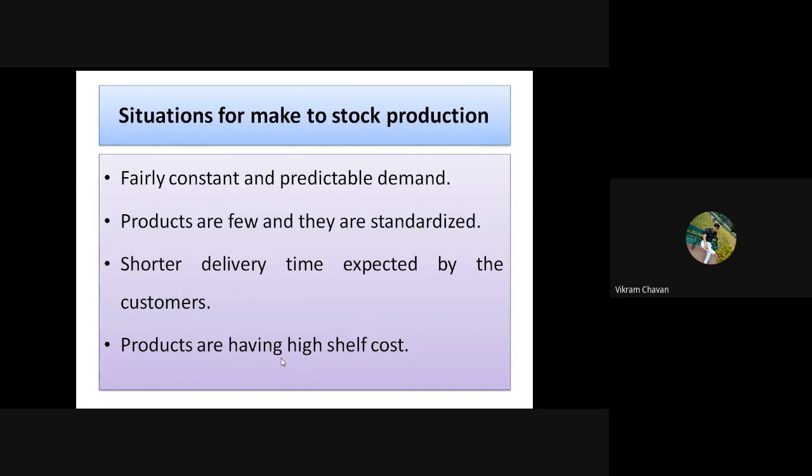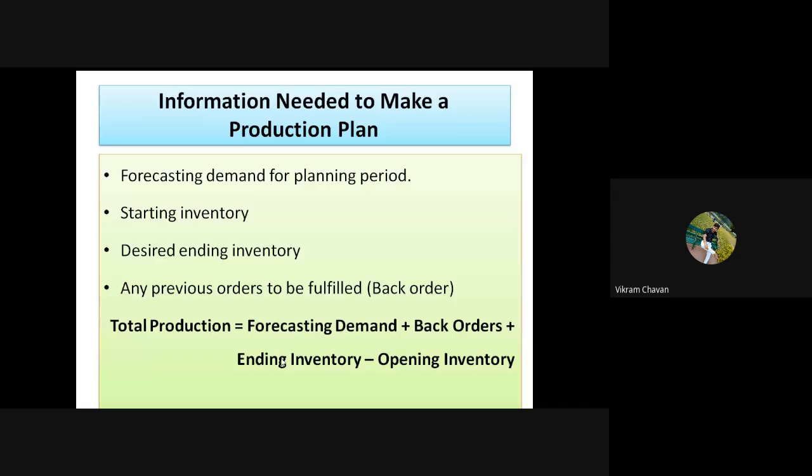Okay, so the products which have a high shelf life, the manufacturing of such products will be considered for make to stock production. Okay, make to stock production. Then the next important point related to make to stock production is the information needed for make to stock production.